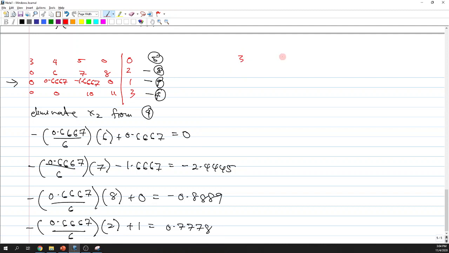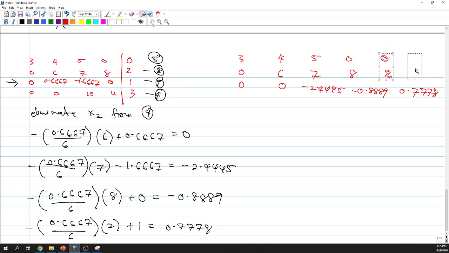So we get here is 3 4 5 0 0 0 6 7 8 2. Okay, 0 0 negative 2.4445 negative 0.8889 and then 0.7778. Okay, so I think kalau you boleh tulis dalam row yang kemas, so you senang lah untuk you track nanti ya.